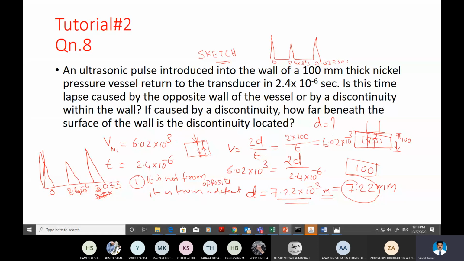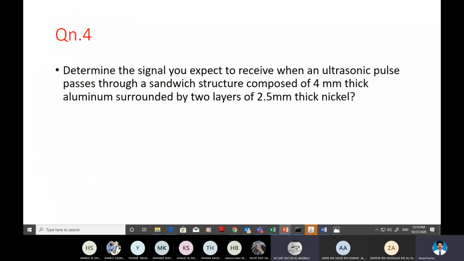Shall I proceed? If it is clear, then I will proceed to the next question. Any doubts? Any clarifications? If it is okay, I can proceed. Yes, doctor. Okay.